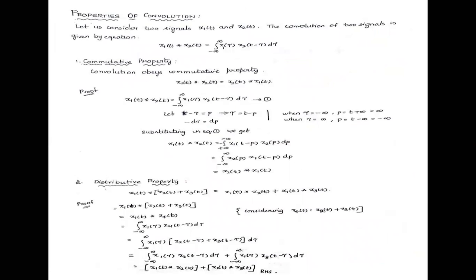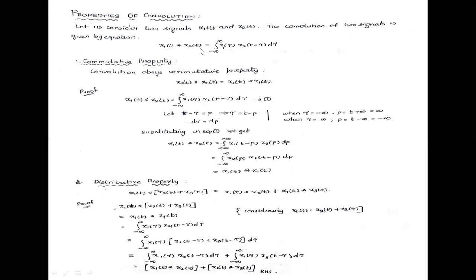So we did many examples of convolution in continuous time and discrete time. Some of the properties we already discussed. Commutative property: how do we get the commutative property? See the formula of the convolution.